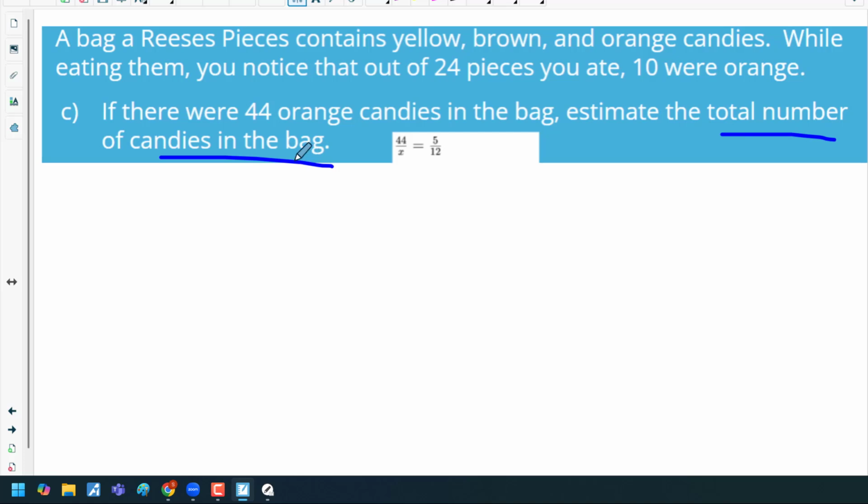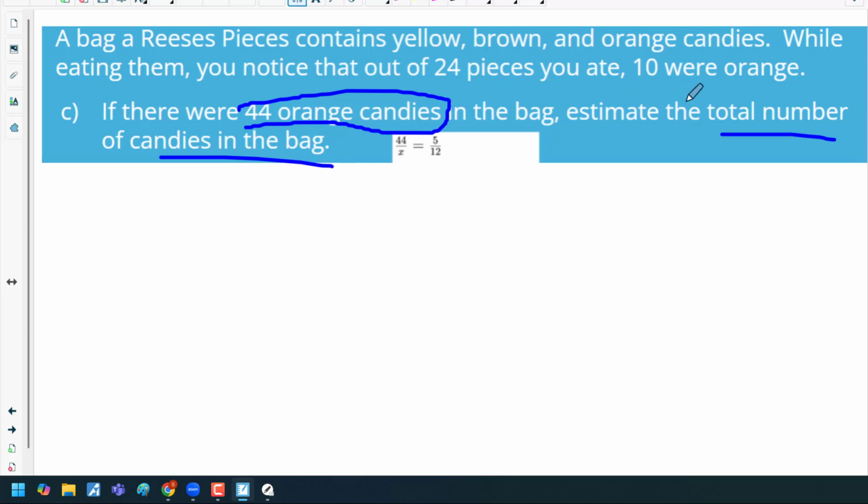Wait, what? Oh, if there were 44 orange candies, sorry. I was like, all right, if there were 44 orange candies in the bag, so only orange, 44 orange in the bag, estimate the total number of candies in the bag. So this is once again problem solving important.